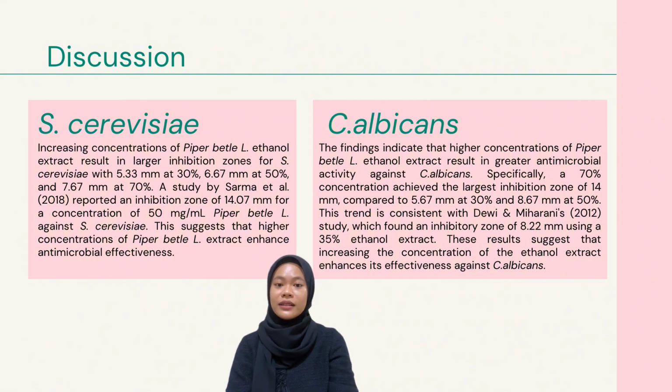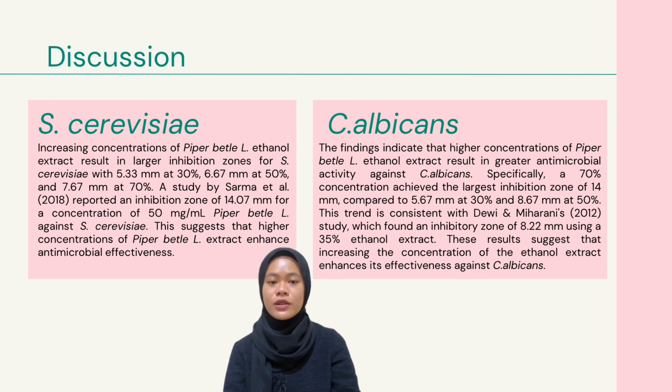For Candida, the findings indicate that higher concentration of betel ethanol extract results in greater antimicrobial activity against Candida. Specifically, the 70% concentration achieved the largest inhibition zone of 14 mm, compared to 5.67 mm at 30% and 8.67 mm at 50%. This trend is consistent with research which found an inhibitory zone of 8.22 mm using a 35% ethanol extract. This result suggests that increasing the concentration of the ethanol extract enhances its effectiveness against Candida albicans.